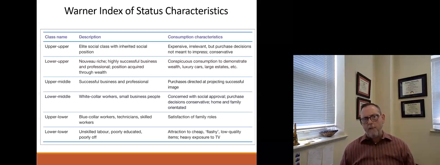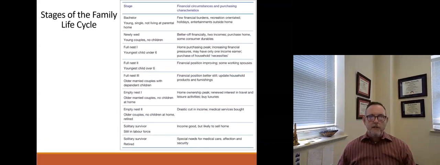But the key here is how people behave, and the groupings of behaviors are more relevant and more important when we start looking at social status groupings or characteristics. Another thing we can do is the stages of the family life cycle, right?